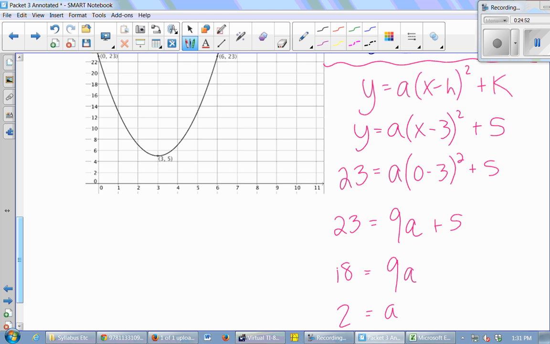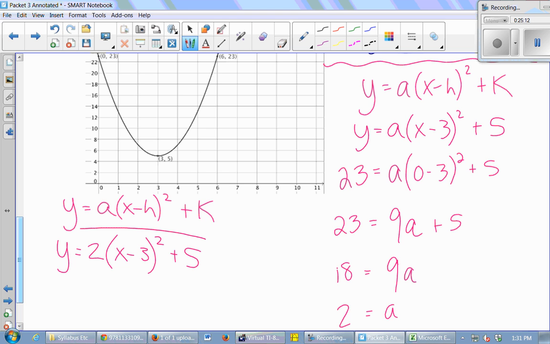So am I done? Should I circle that A equals 2? No. I have to write it back in the general formula, a times x minus h squared plus k. Now I know all three pieces of the formula. Y equals 2 times x minus 3 squared plus 5. So now you can do either. If I give you a formula, you could draw its graph. If I give you a graph, you can write its formula.